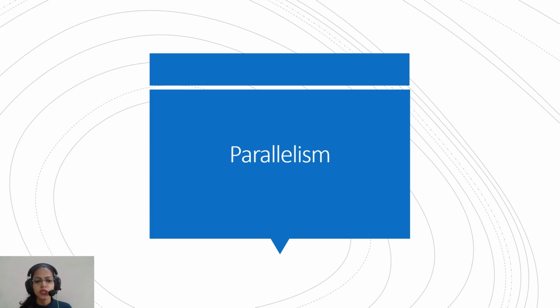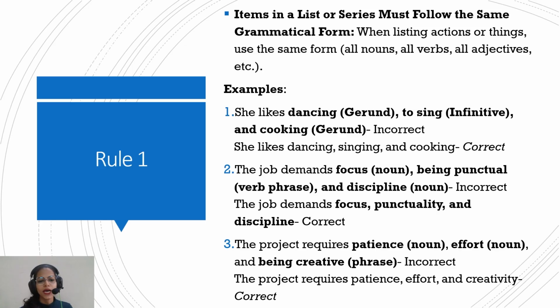Now the first topic in this video would be parallelism. Parallelism is about when you're talking about several things in one statement, you try to maintain a parallel structure in the whole sentence. Let's see how it is done. The first rule says that items in a list or series must follow the same grammatical form. So when you're listing some actions or things, you have to use the same form for them.